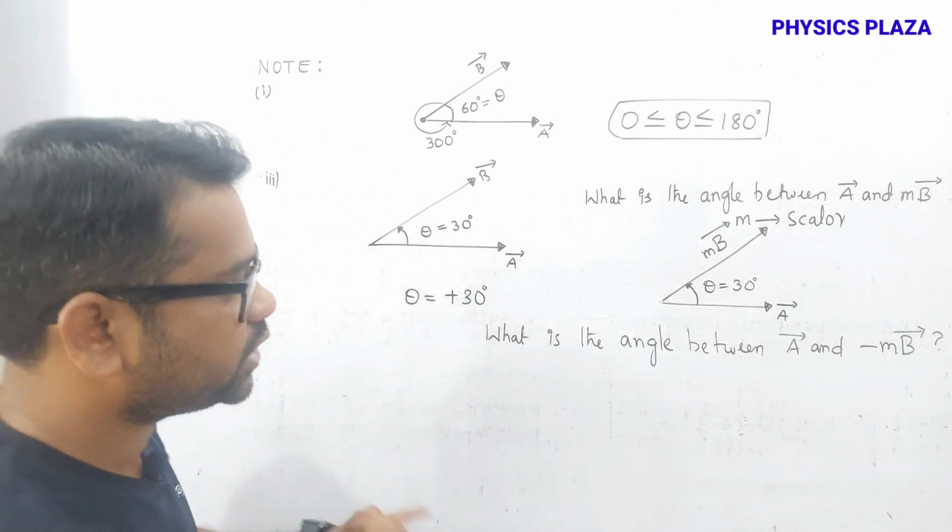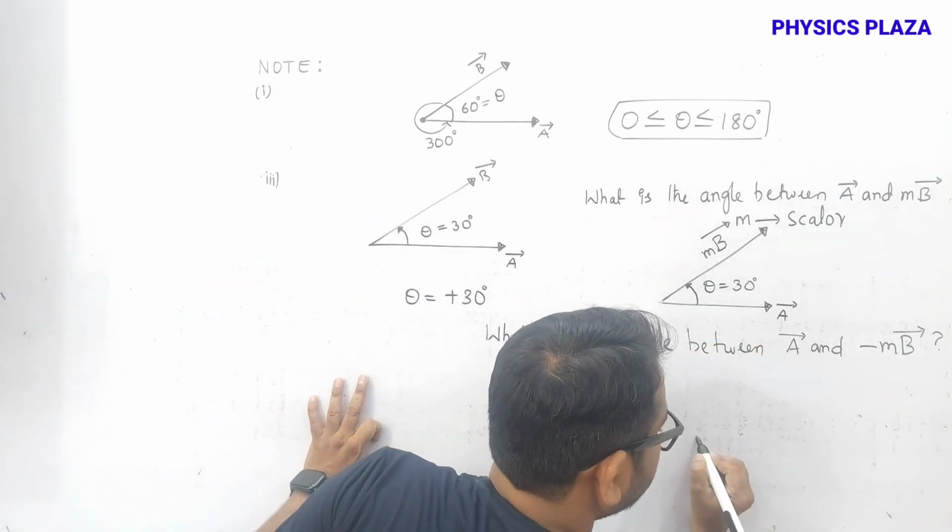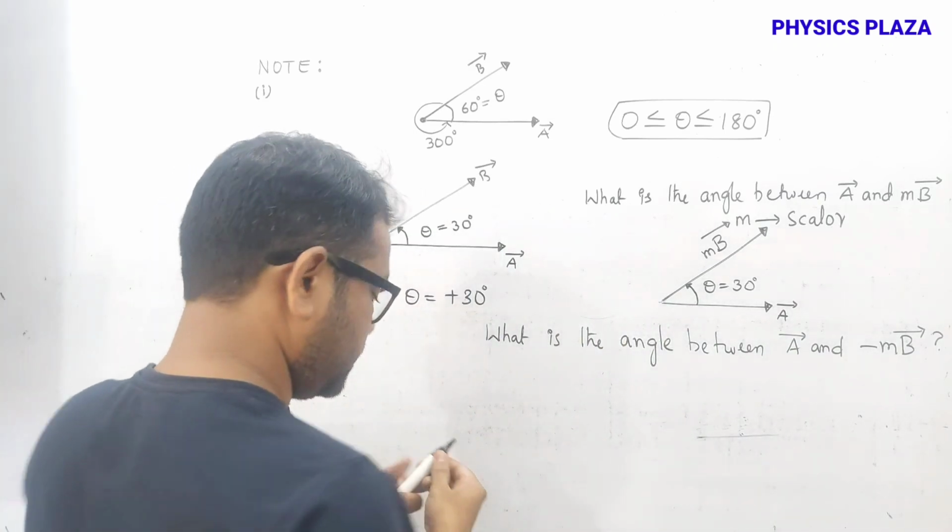Try it. Look at here, children. So vector A will be here only. Let me just take this one.